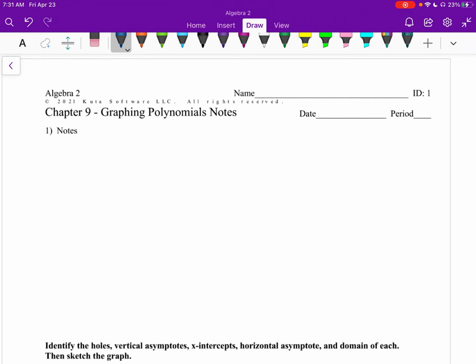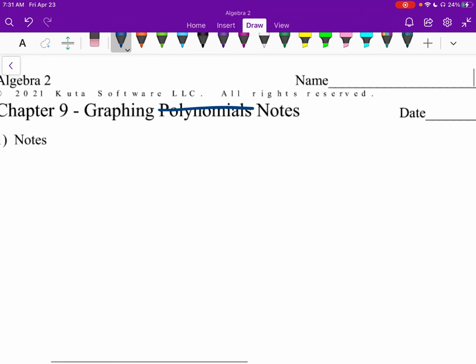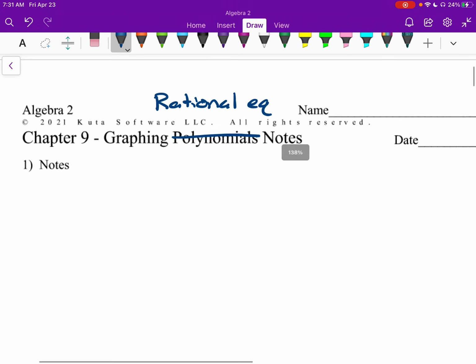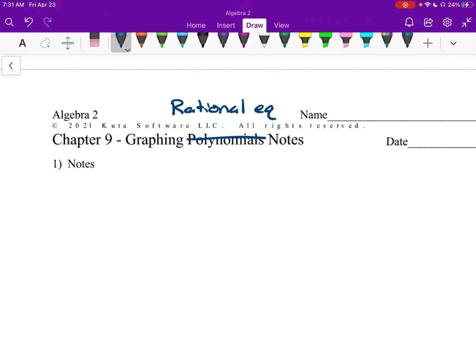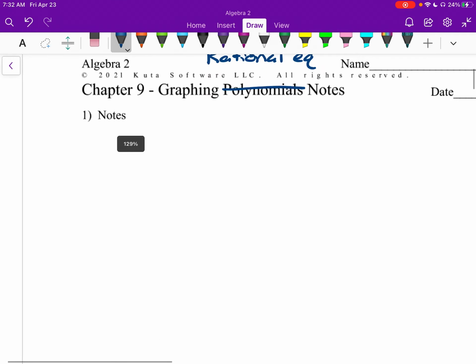All right, this is part 2 of chapter 9, and really I shouldn't be saying graphing polynomials. It should be rational equations or rational functions. We can call them either or. All right, polynomials, we can't have a fraction in a polynomial like how we're going to have here. So we have a couple new pieces that we're going to need to know before we graph these.